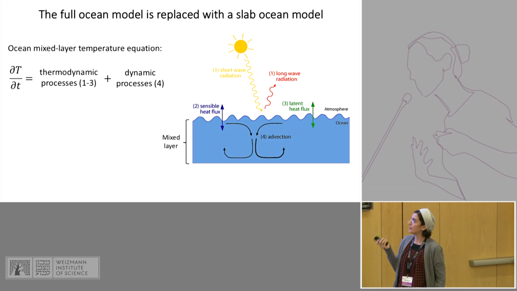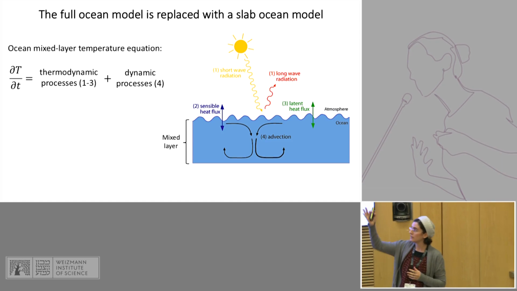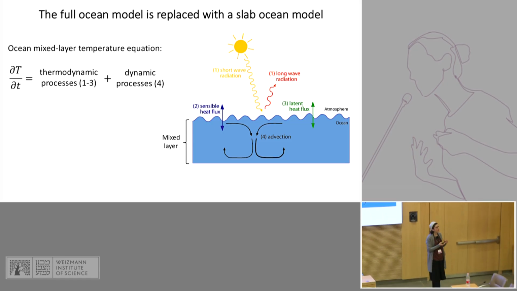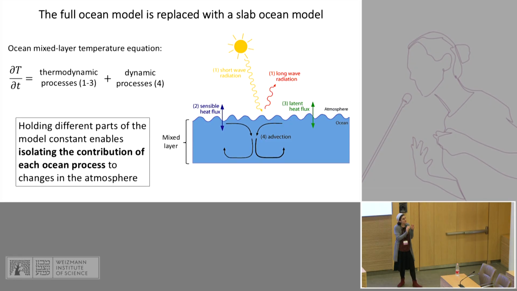And what we do in our study is each time take one of the components of this equation and hold it constant to the values that it had before the Industrial Revolution, meaning before it started being influenced by humans. And by holding each time one of the components constant, we can isolate the contribution of this component to the changes that we see. So we can isolate the contribution of thermodynamic processes or the contribution of dynamic processes or the total contribution of their sum, the total ocean processes.